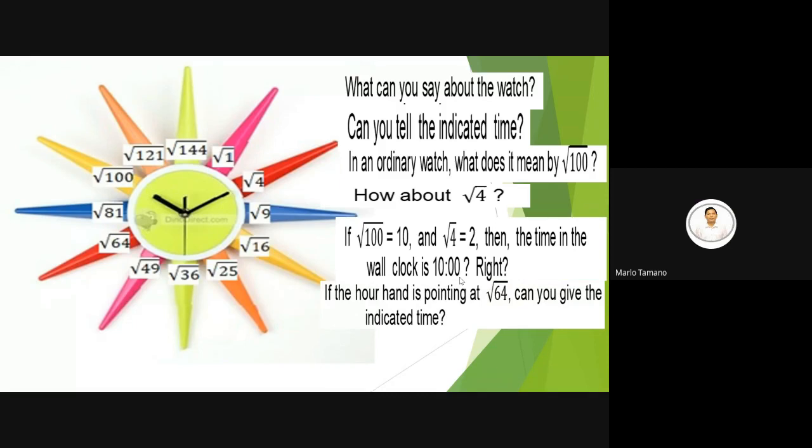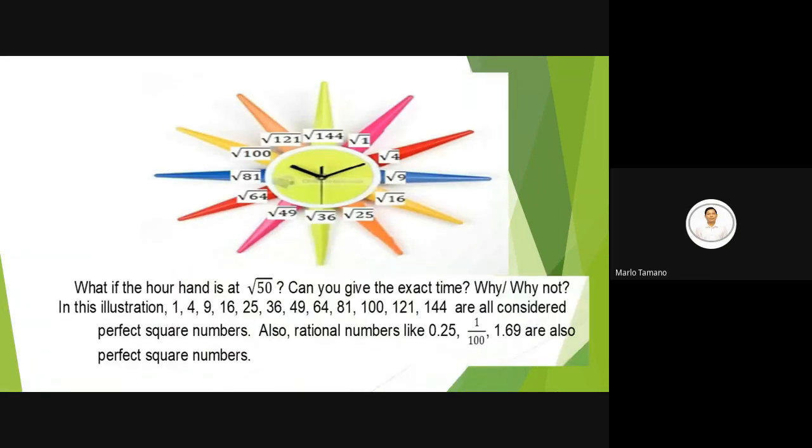If the hour hand is pointing at the square root of 64, can you give the indicated time? We are talking about the short hand of the clock. If the hour hand is pointing at the square root of 64, can you give the indicated time? It's 8 po. So that is correct. 8. Now, what if the hour hand is at square root of 50? Can you give the exact time? Why or why not?